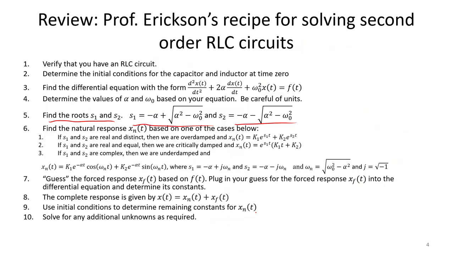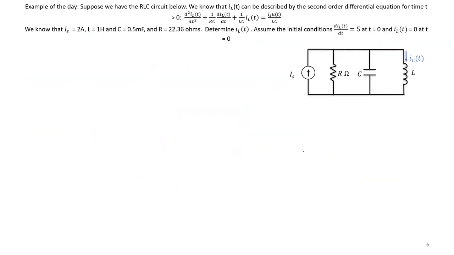In step 6, we need to look at S1 and S2 and determine our natural response. Here, since S1 and S2 are equal and real values, we are critically damped. And so we know that our natural response must be given by the expression shown in our recipe. So knowing that, we can complete step 6.